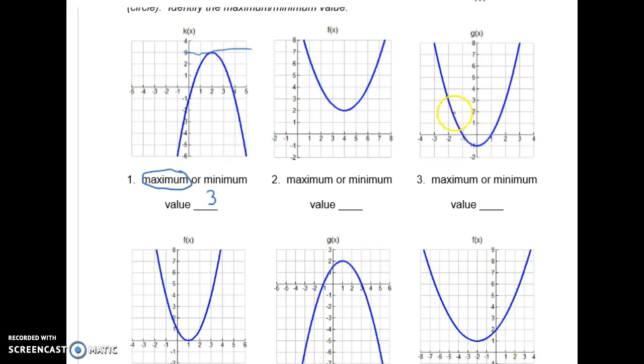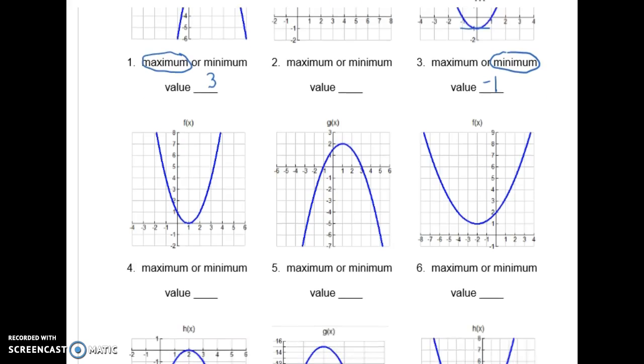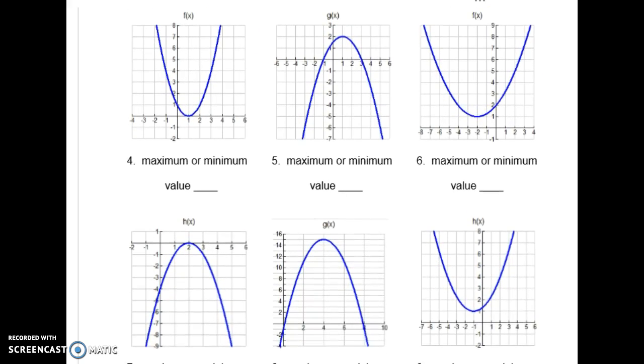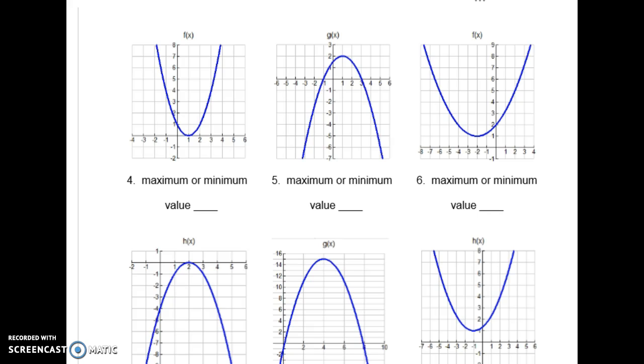Looking at graph number 3, that graph is concave up, so that's a minimum value. It's got a low point, and that occurs at -1. Where it gets a little bit tricky is when we're actually on the x-axis, because the temptation is to give the x-coordinate instead of the y-coordinate. Again, a graph that's concave up has a low point. The value is the y-coordinate, so it's 0.